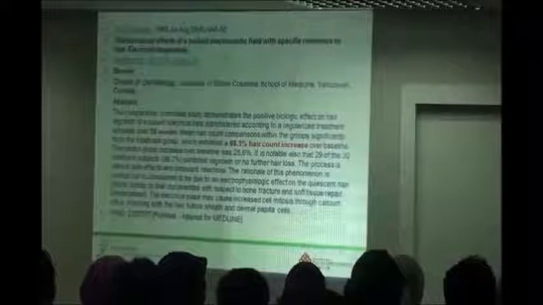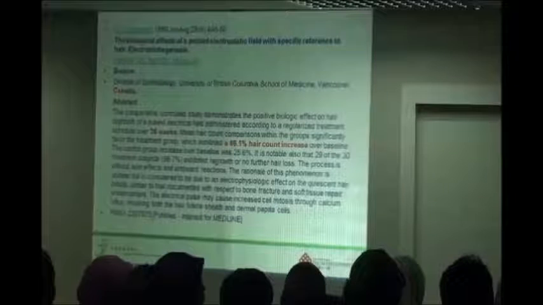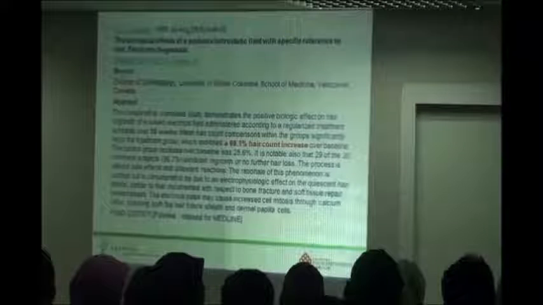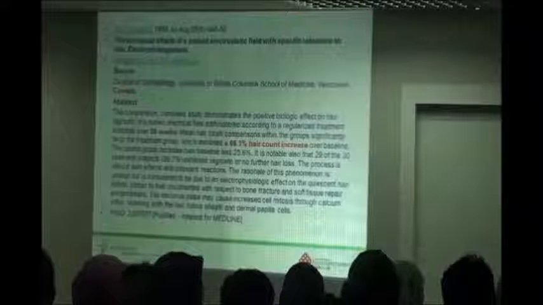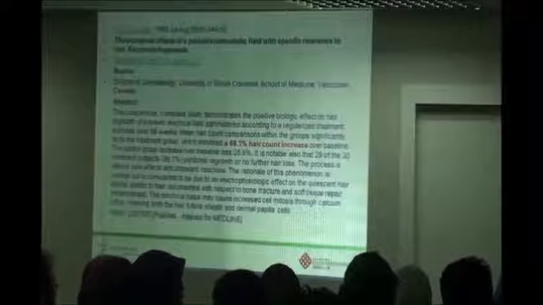What is a control group? They just sit on the mat and the machine is not on, so you don't know that. So this is for control, without treatment, and the other group with treatment. After 36 weeks, in the treatment group the hair count increased by around 66%, while the other group had no significant increase. So this really shows the treatment is effective, right?